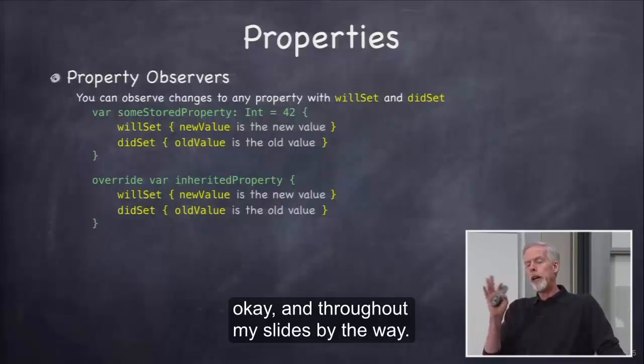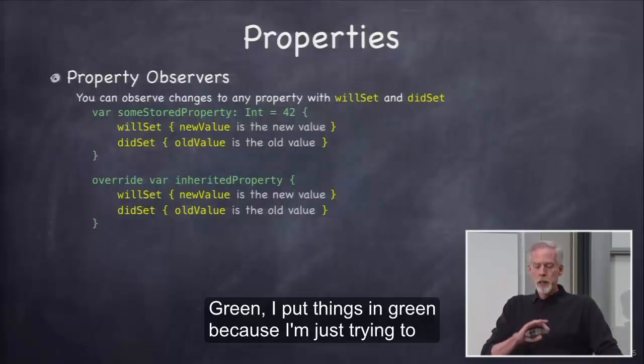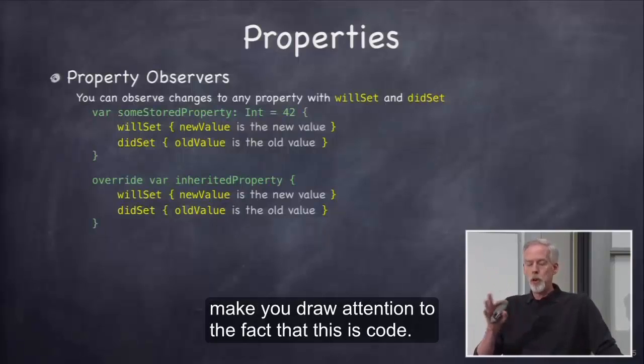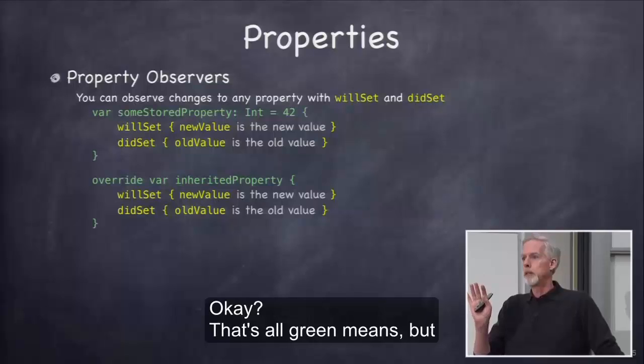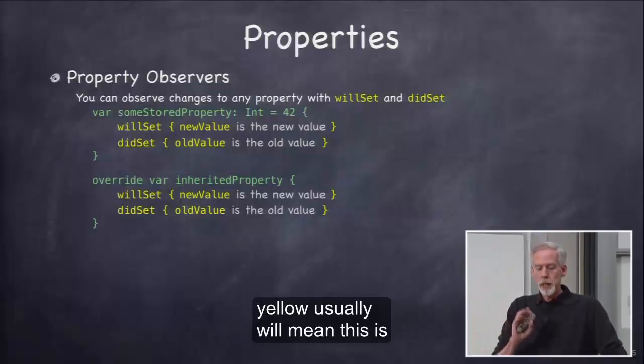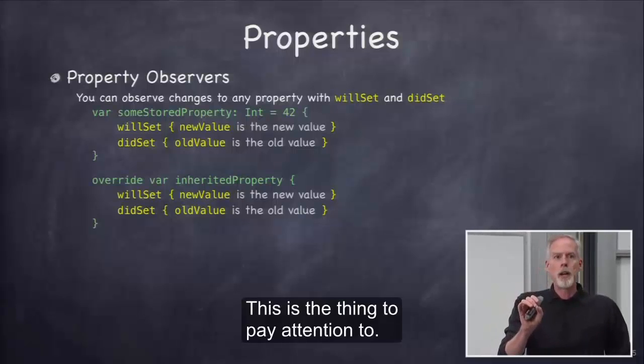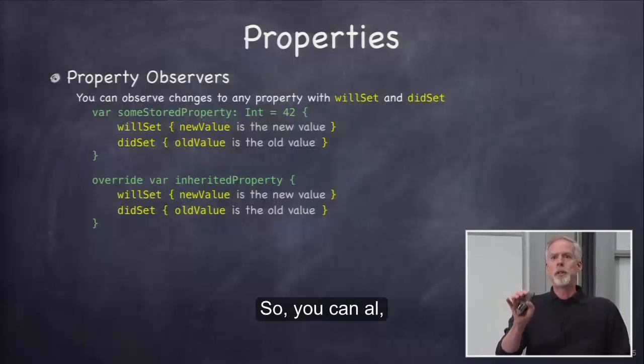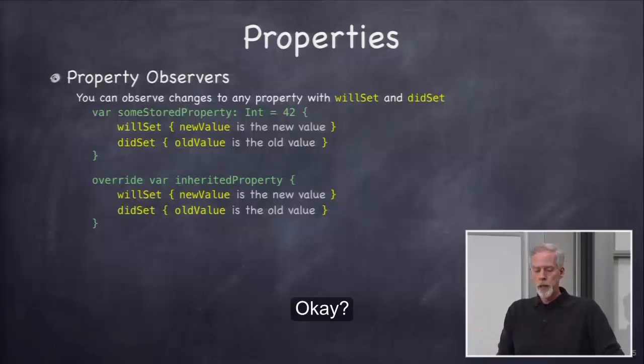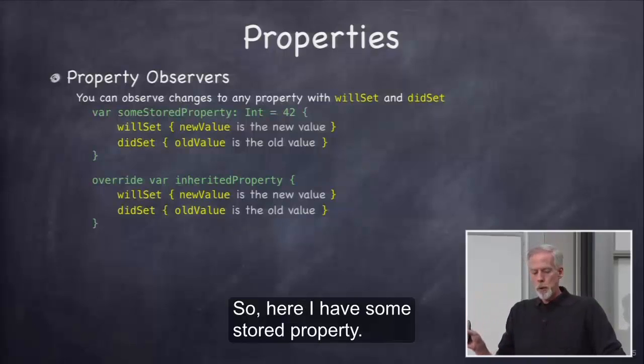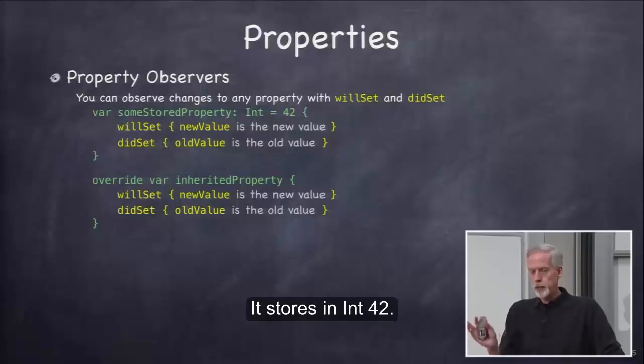I'm just putting it there. Okay, and throughout all my slides, by the way, I put things in green because I'm just trying to make you draw attention to the fact that this is code. That's all green means. But yellow usually will mean this is the thing I'm talking about right now. This is the thing to pay attention to. So you can almost think yellow is like highlighted. So here I have some stored property. It stores an int, 42.